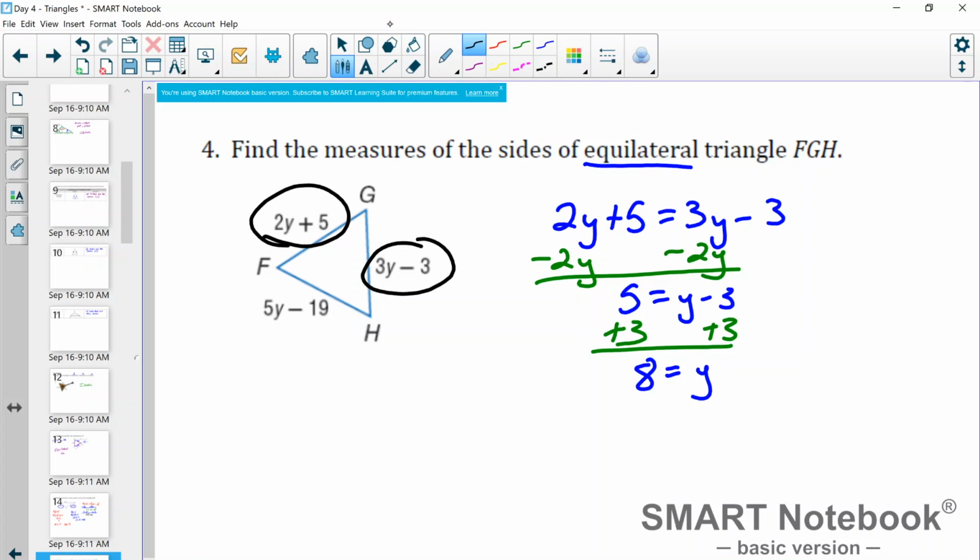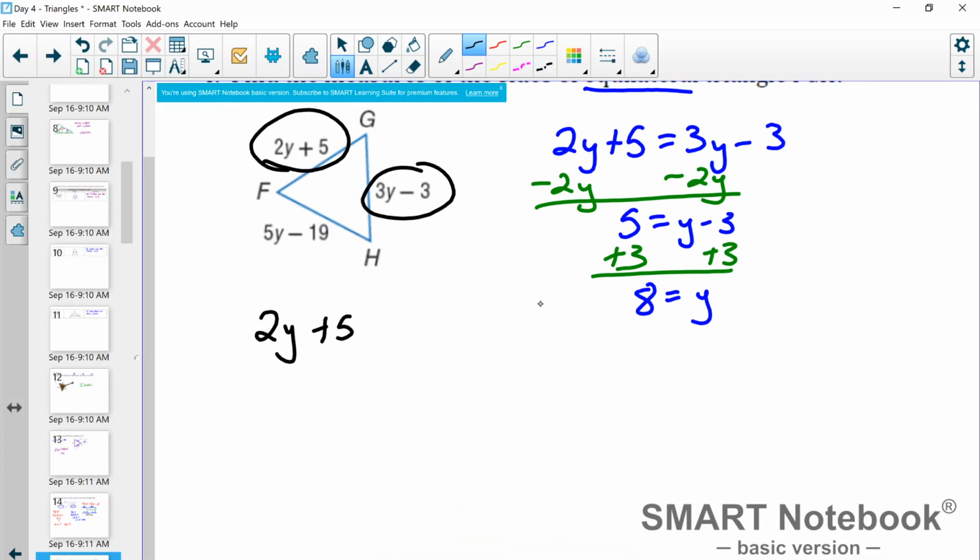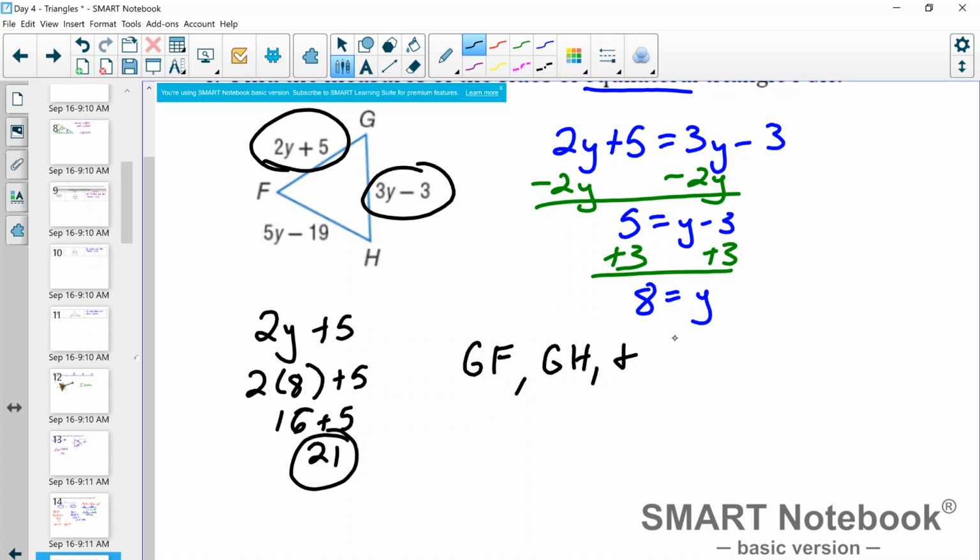But because this is an equilateral triangle, I only have to do it once, and I know the length of all three sides. So pick the easiest one, 2y, 3y, or 5y. 2y is usually easier. 2y plus 5. And I plug in 8. So 2 times 8 plus 5 gives me 16, plus 5 giving me 21. So all three sides are 21. So GF, GH, and FH are all 21 units.